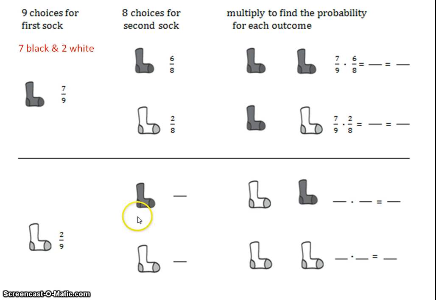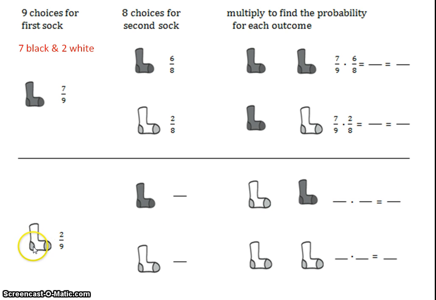Now I would know first sock probability is 2/9. You just calculated the second sock being black, that probability you wrote here. Take these two probabilities, bring them over, multiply them, and reduce that ratio.